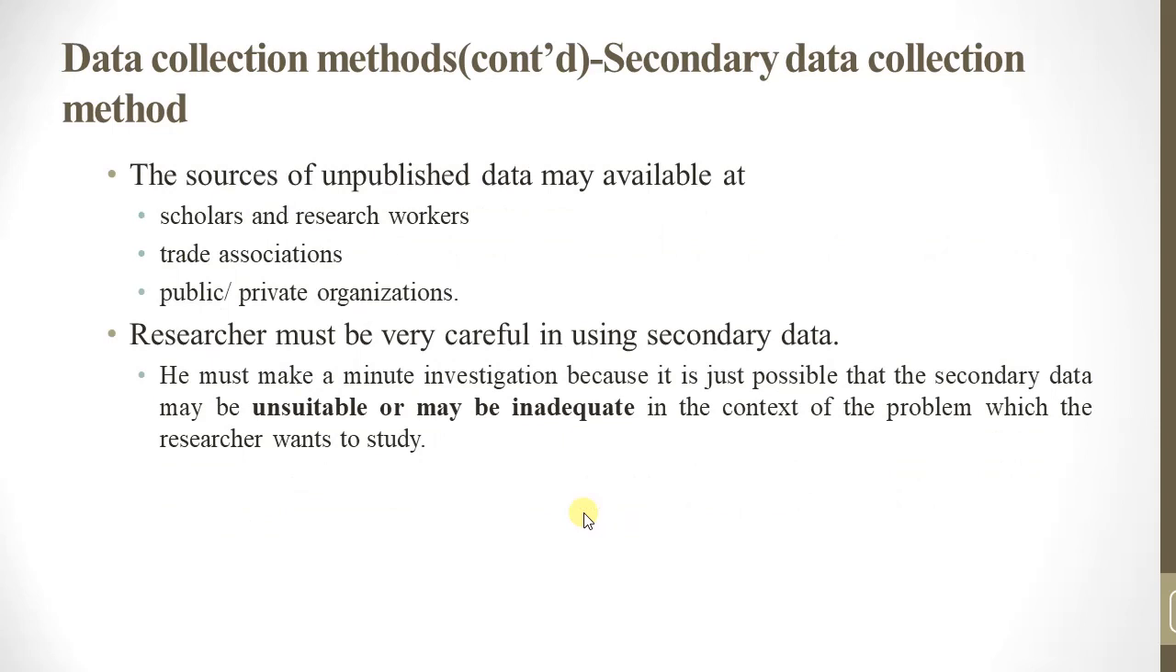The sources of published data may be available with scholars and research workers, trade associations, public or private organizations. The researcher must be very careful in using secondary data. He must make a minute investigation because it is just possible that the secondary data may be unsuitable or may be inadequate in the context of the problem which the researcher wants to study.